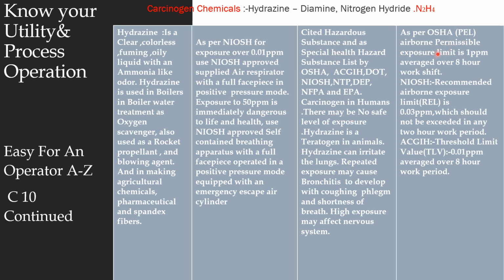Now you can see the safe limit. As per OSHA, the airborne permissible exposure limit PEL is 1 ppm averaged over an 8-hour shift. So when you are working an 8-hour shift, have to be very careful. As per NIOSH, the recommended airborne exposure limit REL is 0.03 ppm only, which should not be exceeded in any 2-hour work period. ACGIH threshold limit value TLV is 0.01 ppm averaged over an 8-hour work period.